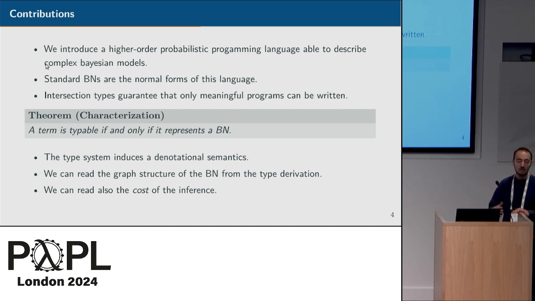So our type system also induces the denotational semantics, and this is fine, of course, and somewhat standard in intersection types, because intersection types are used to define denotational models. But moreover, we can read from the type derivation of our term the graph structure of the Bayesian network that the program represents. We can extract it from the type derivation, and we can also read the cost of computing the semantics, and so the cost of inference.